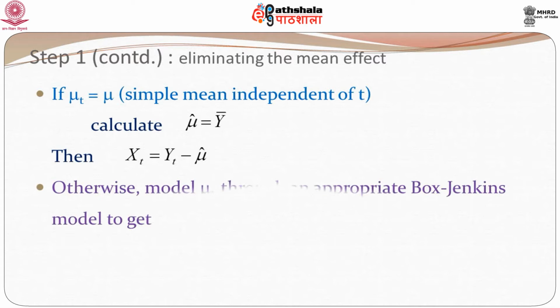On the other hand, if mu t is modeled through an appropriate Box-Jenkins model, then we can estimate mu t again as the predictor from that model. So, we can fit an ARIMA or a SARIMA model and then predict the mu t value. In that case also we can then find the residual as y t minus mu t hat.